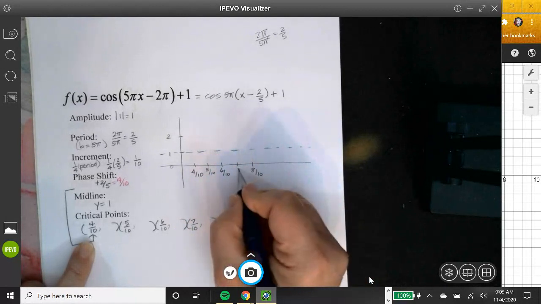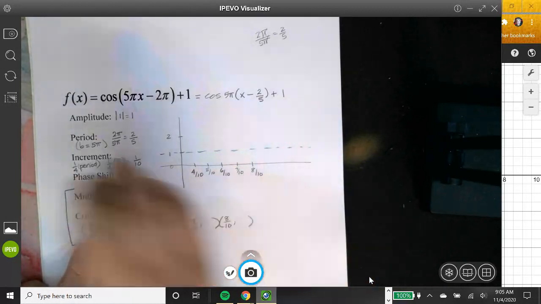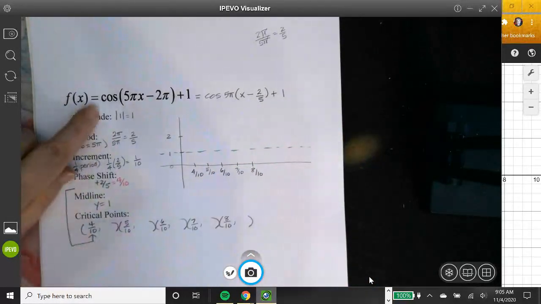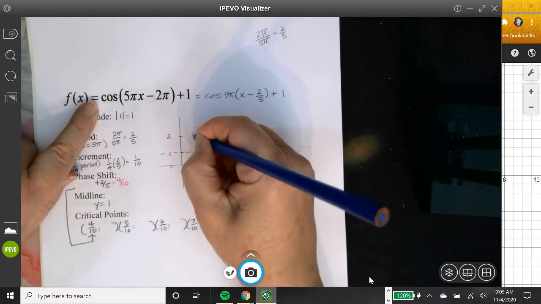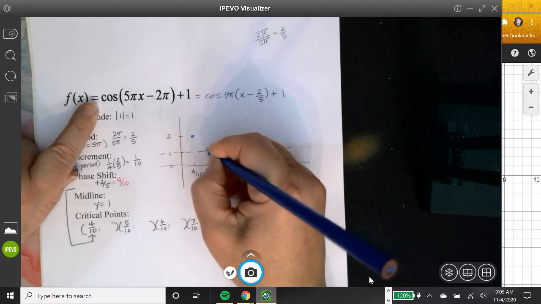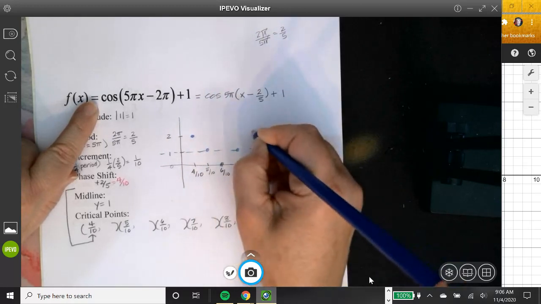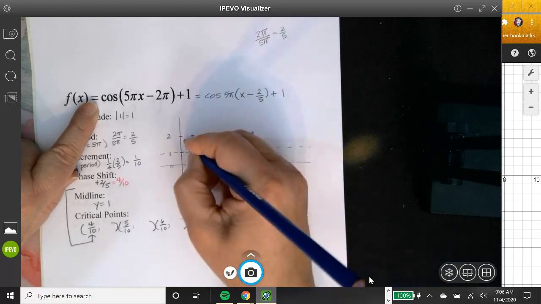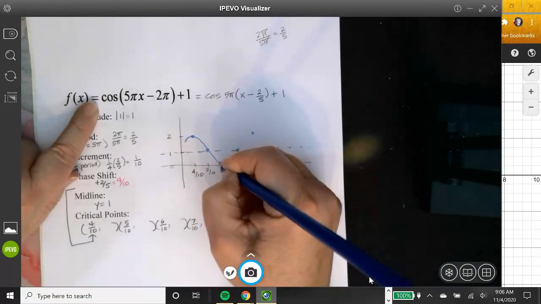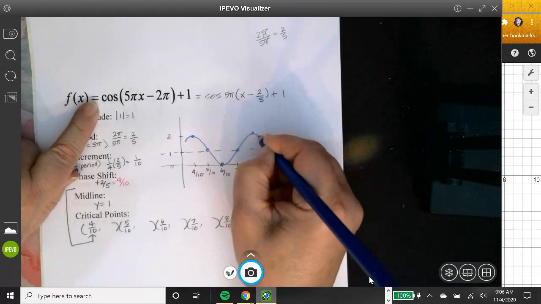And then 7/10. And this is a cosine curve, so we're going to start off the midline, and since it's positive, it's going to be up at a max, and then to the midline, and then down, and then to the midline, and then up. And here we go, connecting our glorious dots here.